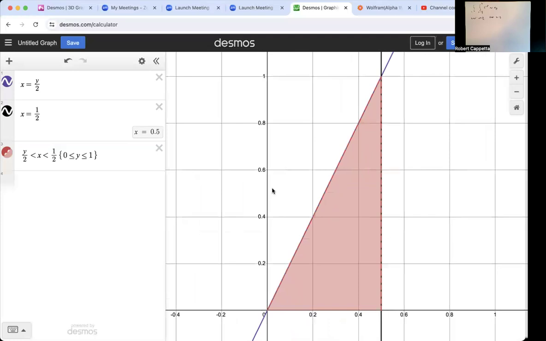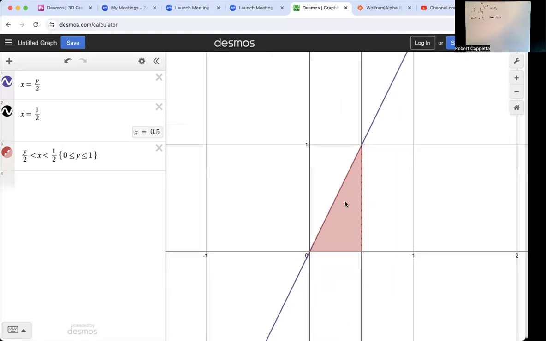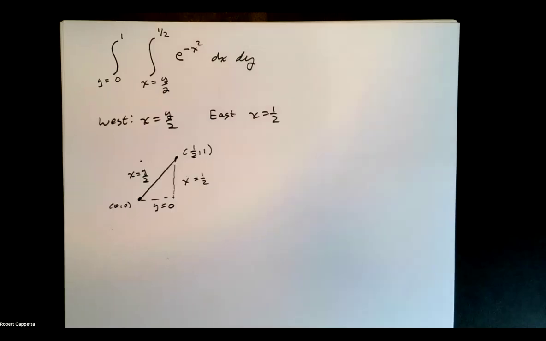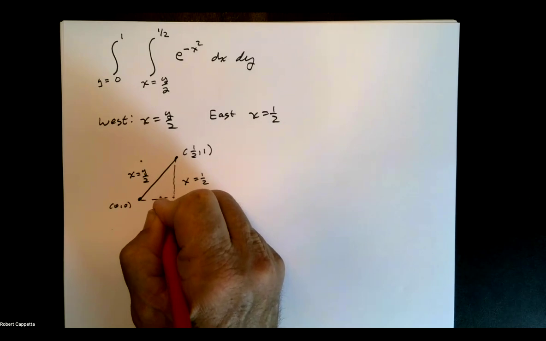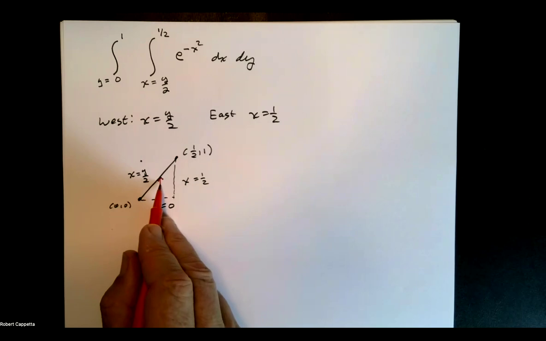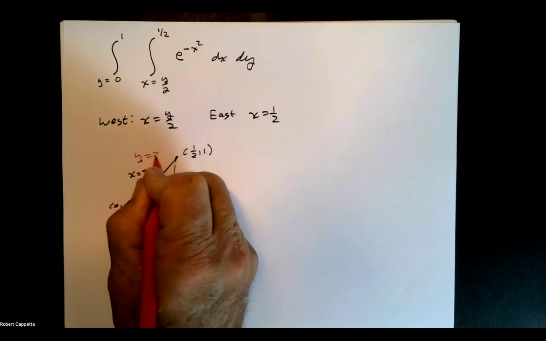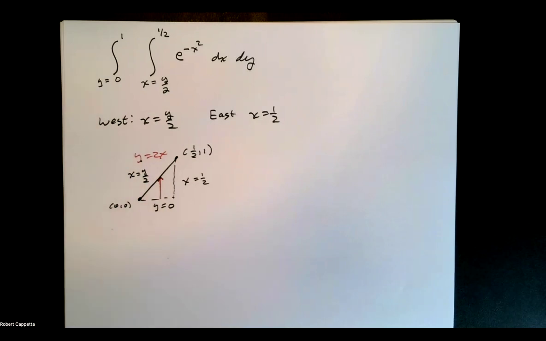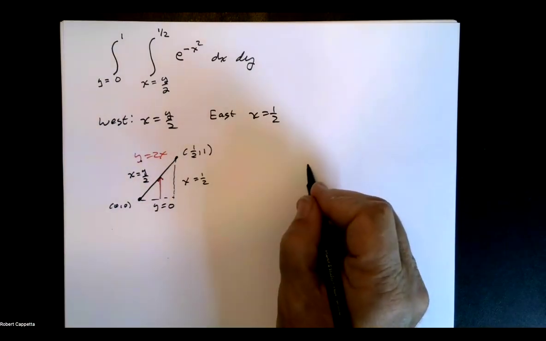So can we change it from west to east to north to south? What will that be? Looking at this, our southern boundary is now y equals 0, and our northern boundary is that line. So here's our region, and we want to switch it from west to east to north to south. So I'm starting here at y equals 0, and then what will the northern boundary be? If I get up there, that would be y equals 2x. So y would start at 0 and y would end at 2x.